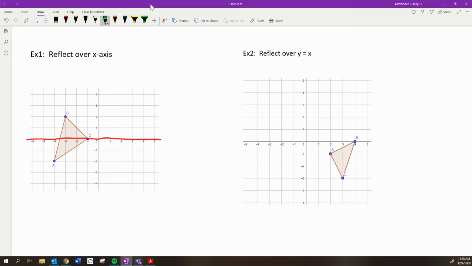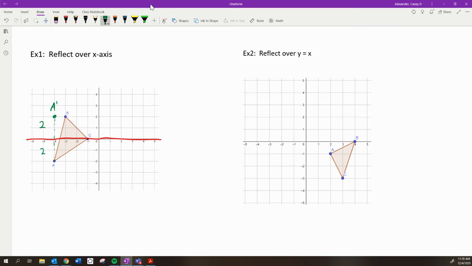Think in your head, how far away from the x-axis is point A? Well, it looks like it's 2 units down, right? That's 2 units down. So the new point A would be 2 units up right here. See, that distance is the same. Instead of 2 units down, it's 2 units up. So we'll call that A prime.